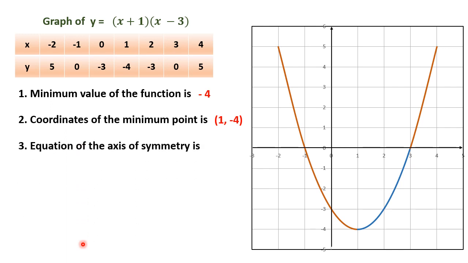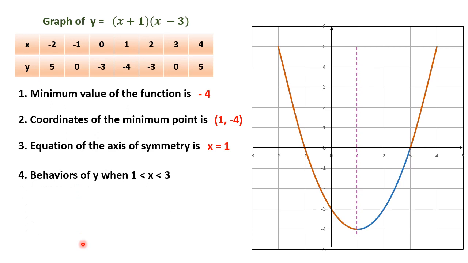Question number 3. Equation of the axis of symmetry. When you draw the axis of symmetry, that goes through the value 1 of the x-axis. Therefore, the equation of the axis of symmetry is x equal 1.